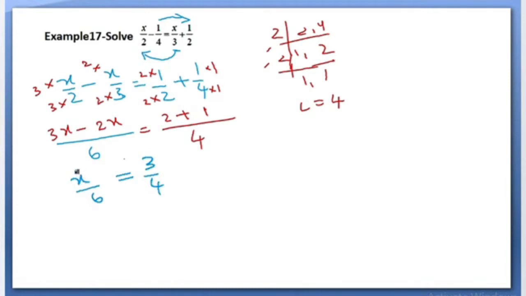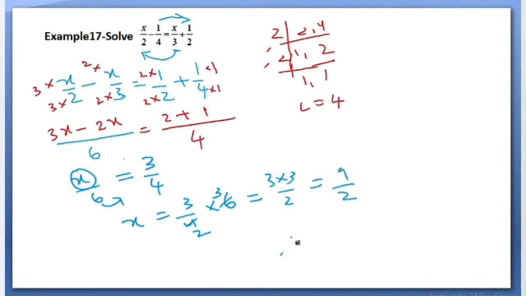Now we need the x value, so transfer this 6 to the right side. It is in division, so it will become multiplication. So 3/4 will be multiplied by 6. Now 2 times 2 is 4, 2 times 3 is 6, that is equal to 3 into 3/2, which is equal to 9/2. Therefore x is equal to 9/2, the solution of the given equation.